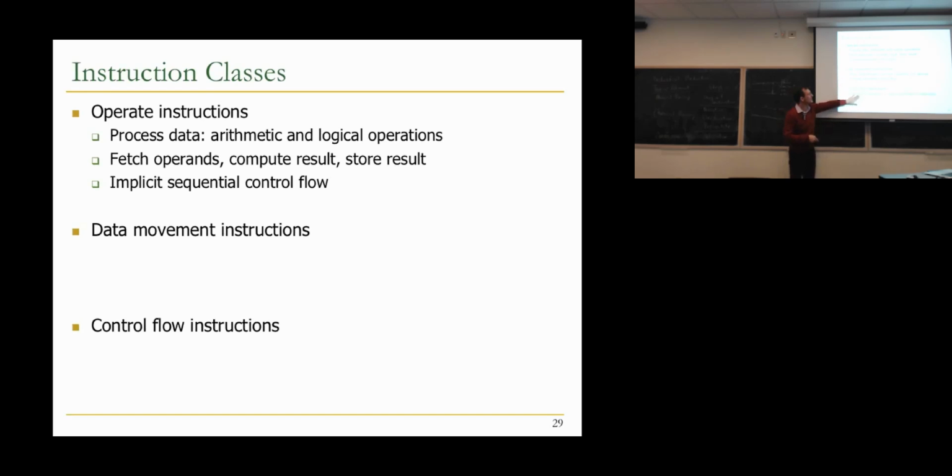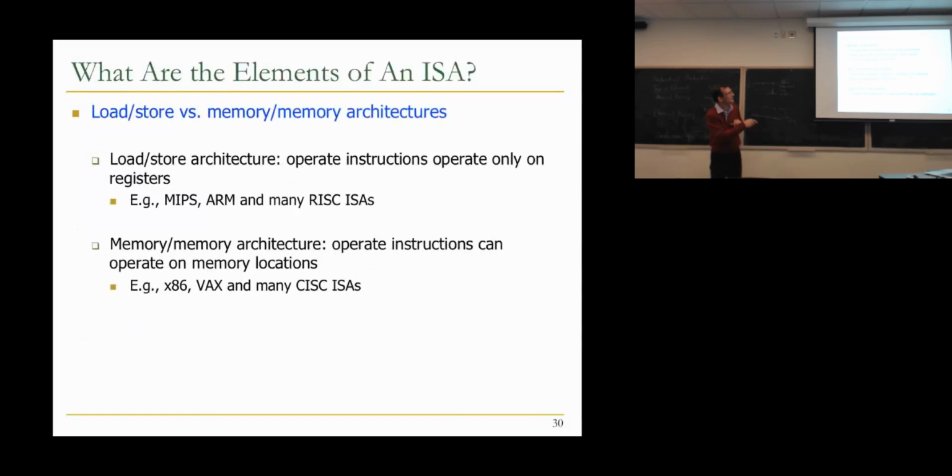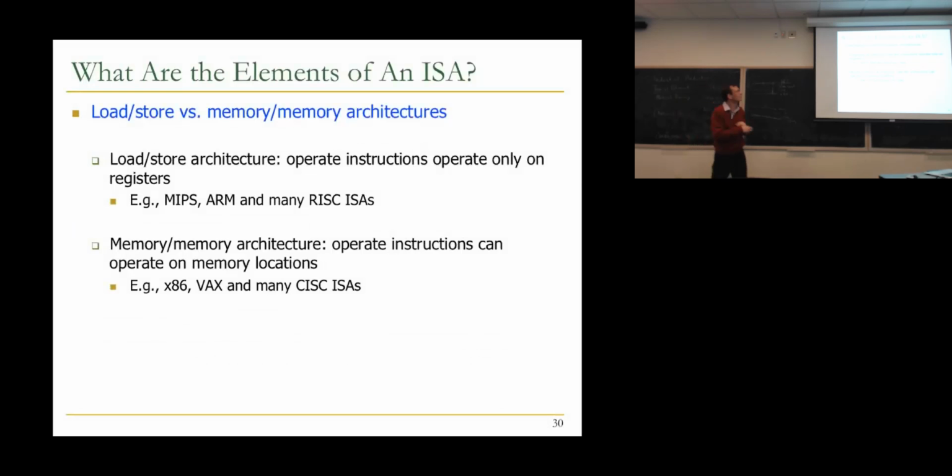Control flow instructions change the sequence of instructions that are executed. And these usually have different formats. If you remember from the previous, actually I think it was the Alpha picture that showed the different formats. These had different formats. Okay, we briefly alluded to this, but an important element of the ISA is whether it supports load-store operations into registers, or it also supports memory-to-memory operations. This is different from whether or not you have registers. You may have registers and only be a load-store ISA, where you never support operations between two memory locations. Or you could have registers but also support memory-to-memory operations.